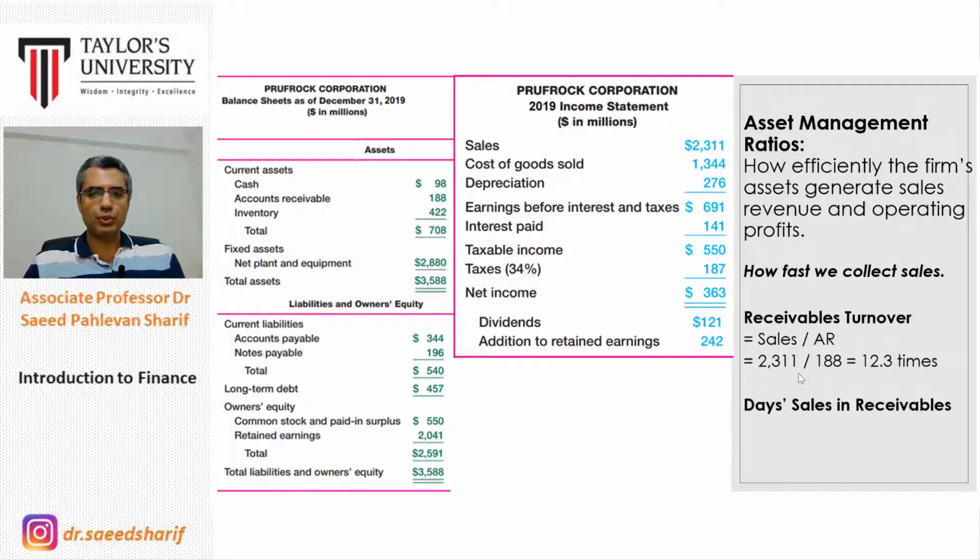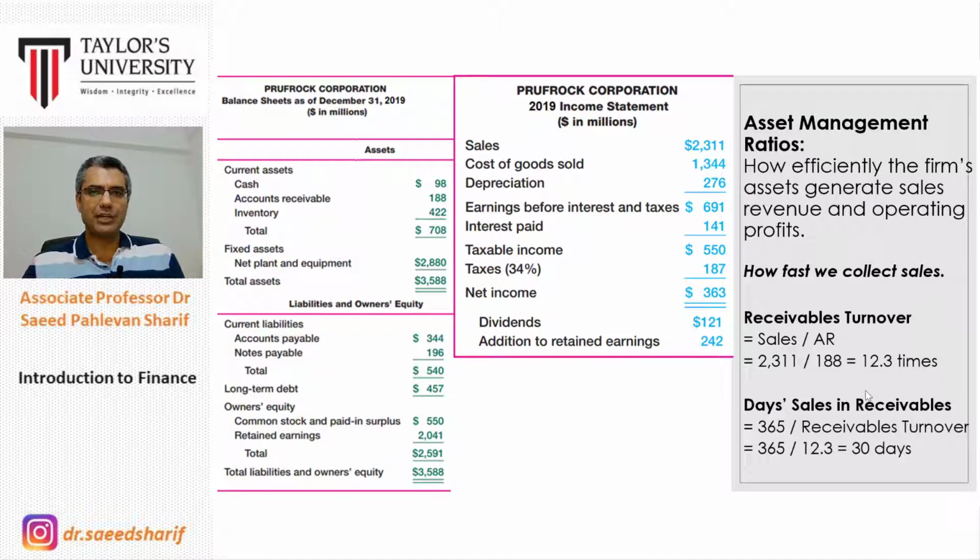There is another ratio in this group of asset management ratios, and it answers this question: how fast can we collect the sales? The formula is called receivable turnover, and the formula is sales divided by account receivable. Sales can be found in the income statement, and account receivable can be found in the balance sheet. So 2,311 divided by 188 will give you 12.3 times. This means that we collected our outstanding credit accounts and reloaned the money 12.3 times during the year.